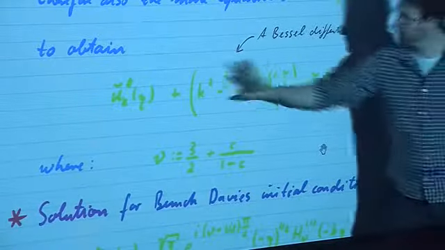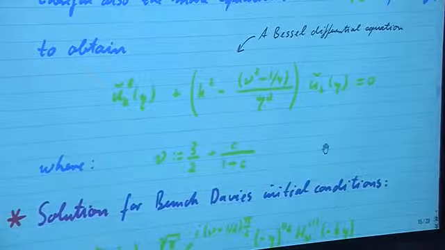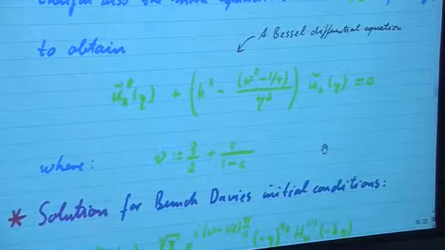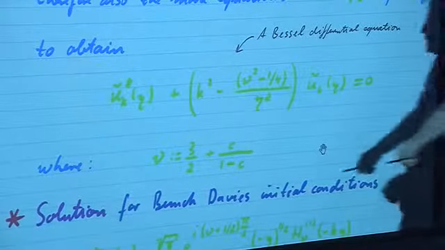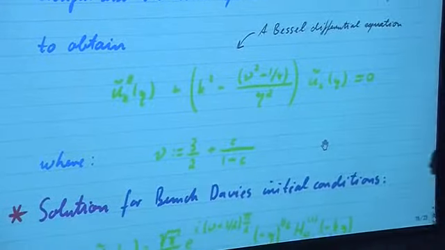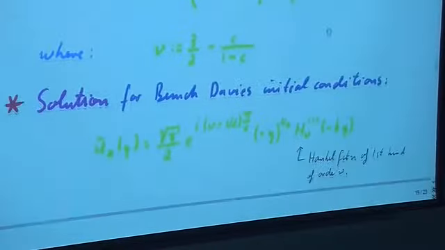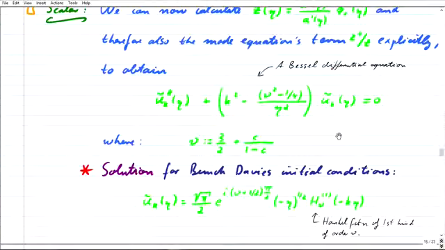Now it turns out that this differential equation is known in the mathematical literature. It's called the Bessel differential equation. And the nu is the order parameter for the Bessel differential equation. And here's the solution. It's a little messy, but that's what it is.